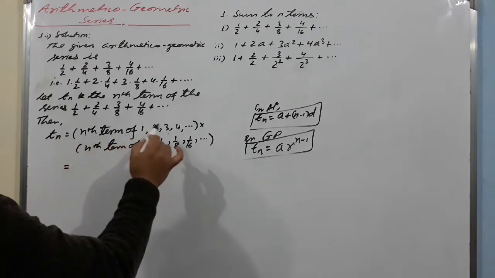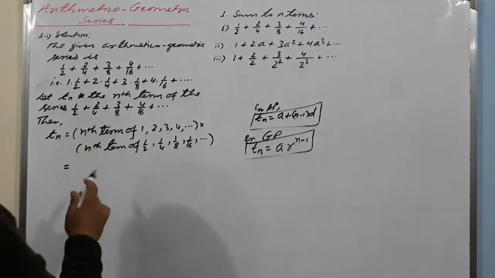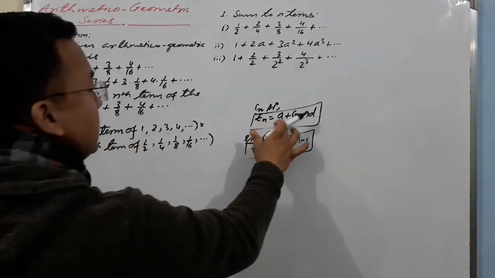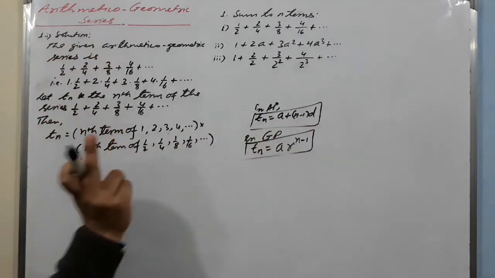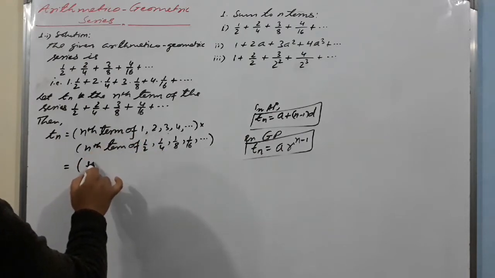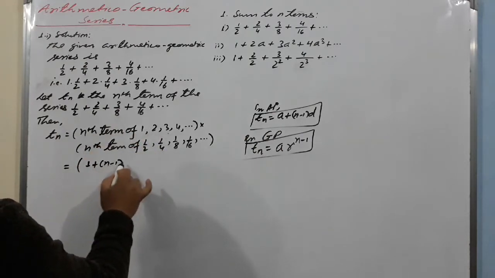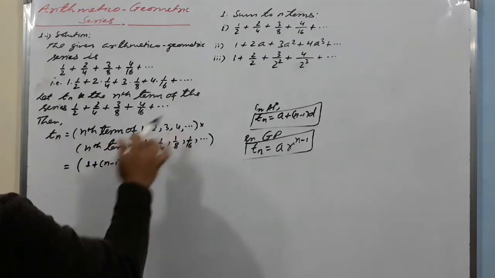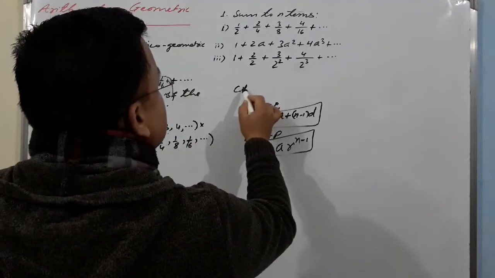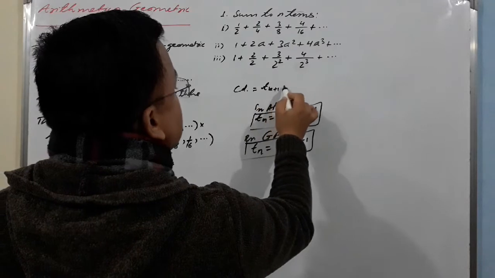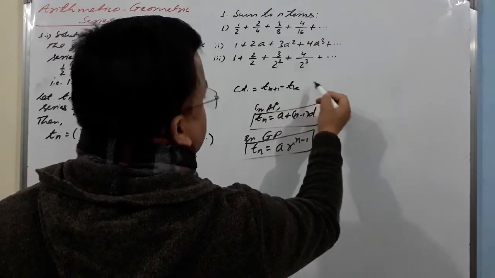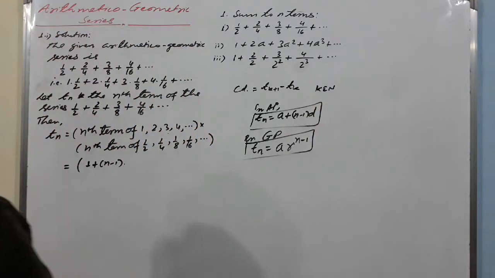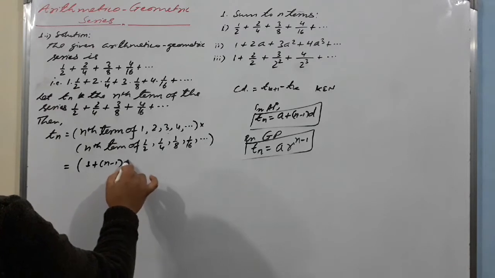Nth term of 1, 2, 3, 4. As I told you, I am going to tell you the general method. a means your first term, n means your nth term, and d is your common difference. So a1 plus (n minus 1) d. What is the common difference here? You get common difference 1, 1, 1, right? So we can find the common difference using the formula t(k+1) minus t(k), where k is a natural number.